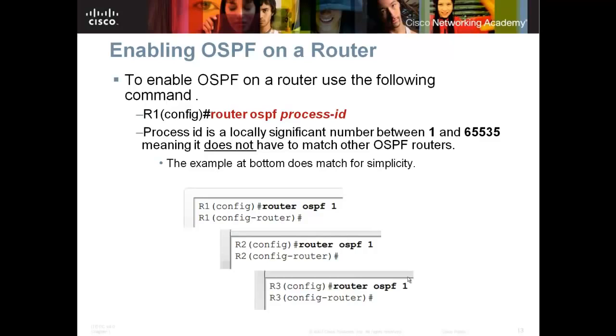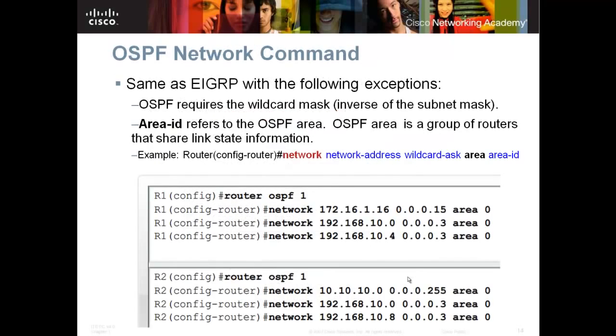This is also why, because of this number being the process ID, in EIGRP they refer to that as the process ID as well as the autonomous system number. So don't let that confuse you. In EIGRP it counts, in OSPF it does not. Alright, so then of course you get the same network statement.